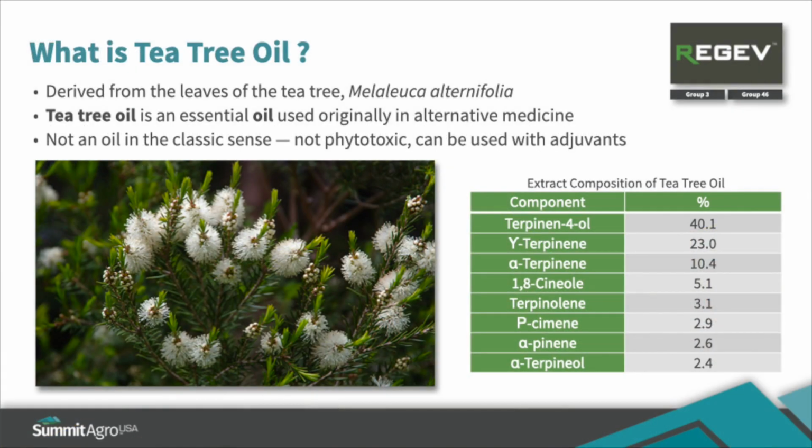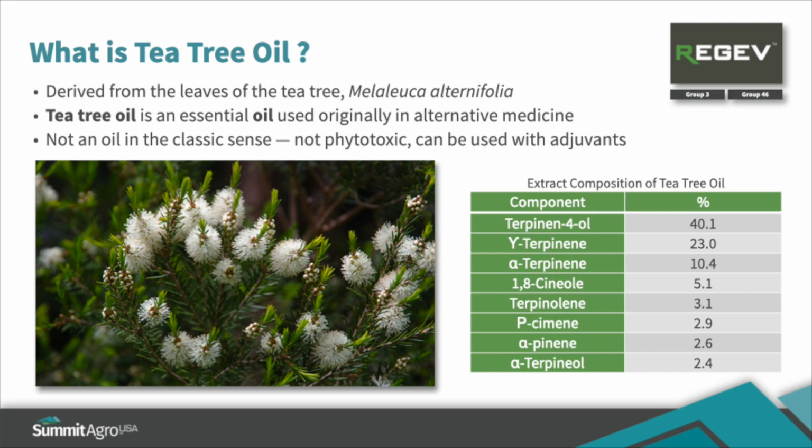Tea tree oil comes from the tea tree plant, which is native to Australia. Tea tree oil is an essential oil, and it's been used for medicinal purposes for many years, and it can be found in skin creams and ointments and lotions today. Please note that tea tree oil is called an oil by name only. It's not really an oil in the classic sense.